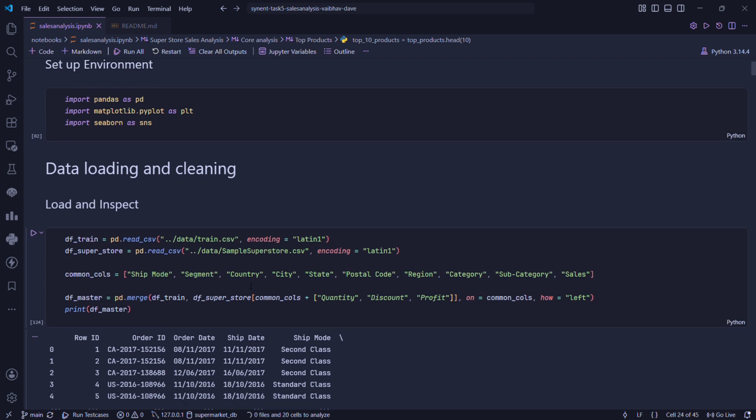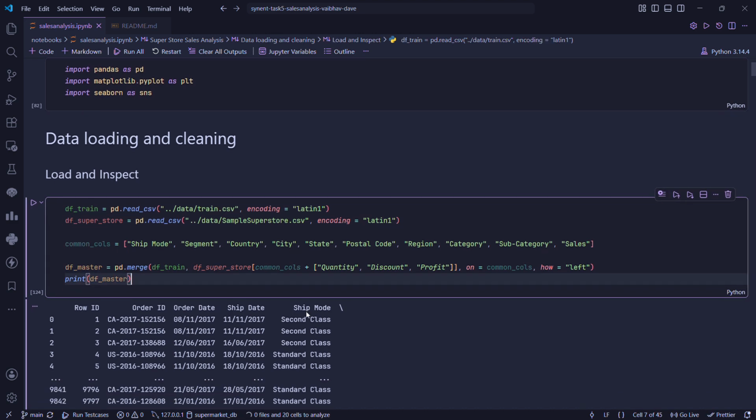I merged two data sets, train.csv and superstore.csv, because neither had all the columns needed alone. The final data set has 9,801 rows and 21 columns.